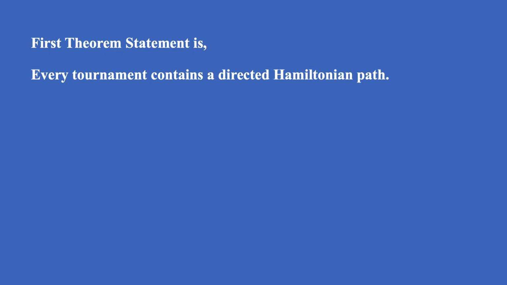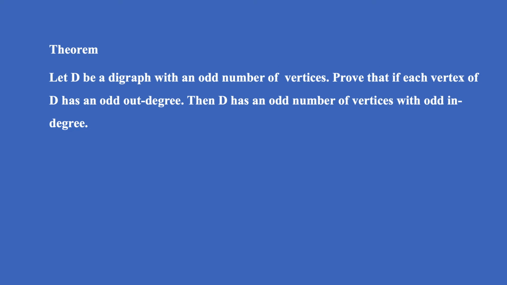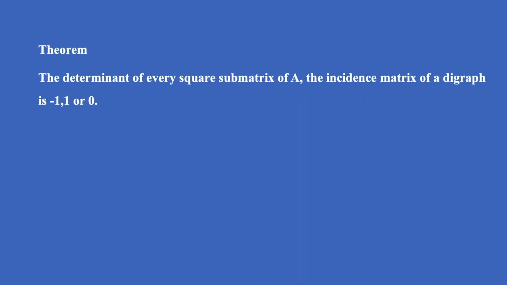Now, let us see some theorem statements. Interested people can go through the proofs in the script. The first theorem statement is: every tournament contains a directed Hamiltonian path. The next theorem: let D be a digraph with an odd number of vertices. Prove that if each vertex of D has an odd out degree, then D has an odd number of vertices with odd in degree. The next theorem: the determinant of every square submatrix of A, the incidence matrix of a digraph, is -1, 1 or 0.